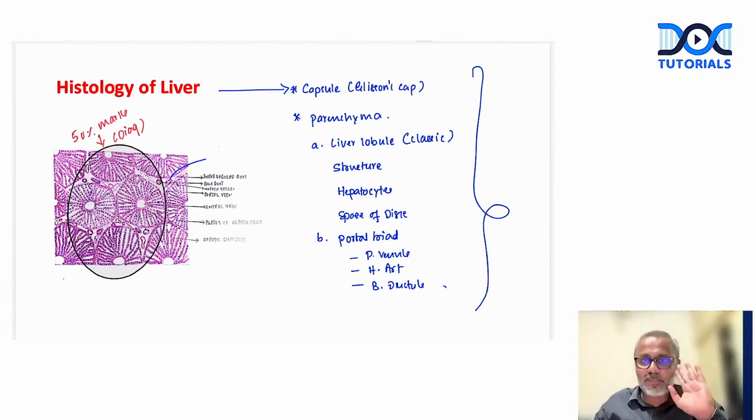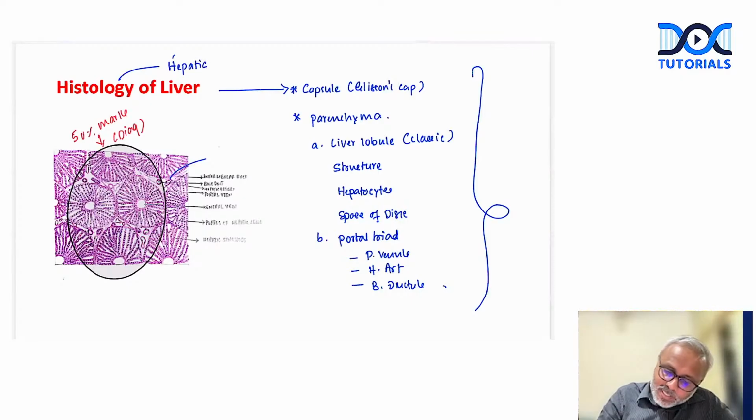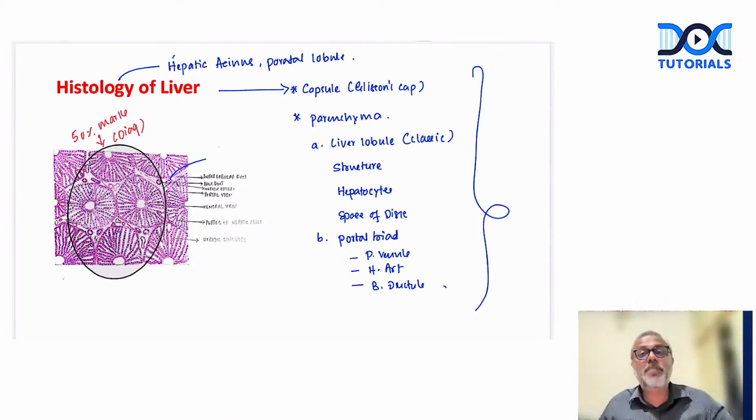In liver, they can ask about two important structures, right? Two important histological structures or formations, which are called, let's say, hepatic acinus, right? Hepatic acinus, and the other one is the portal lobule. So what is the difference between the two?